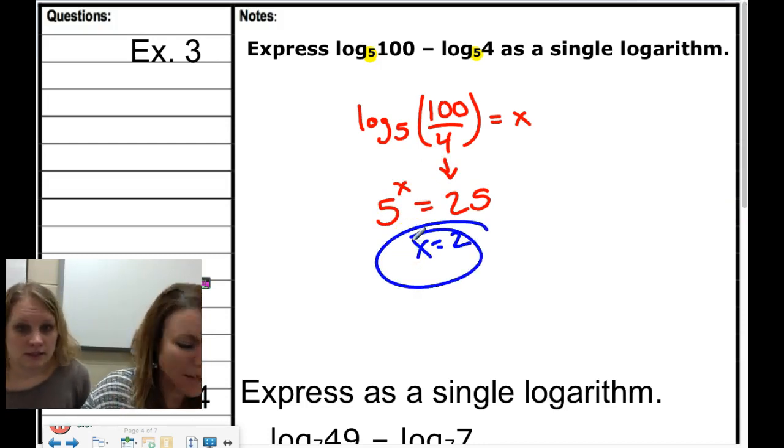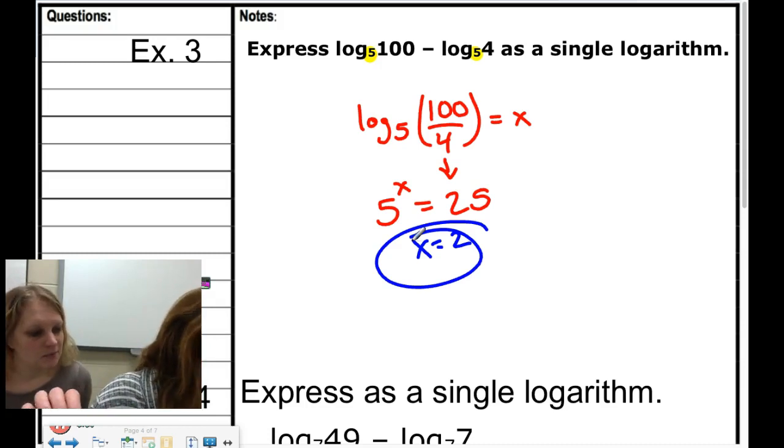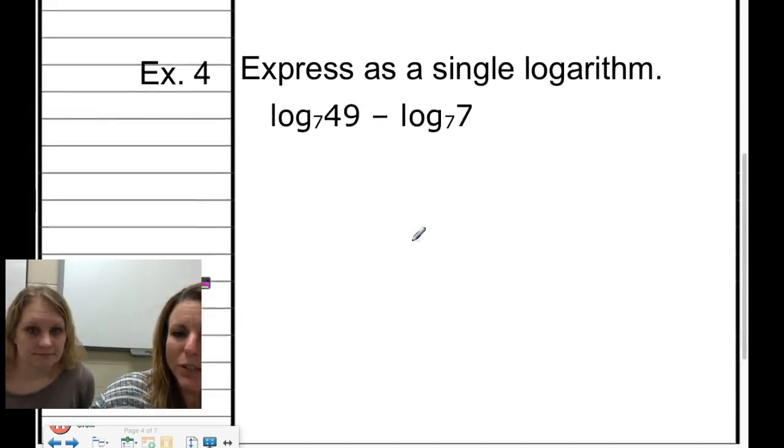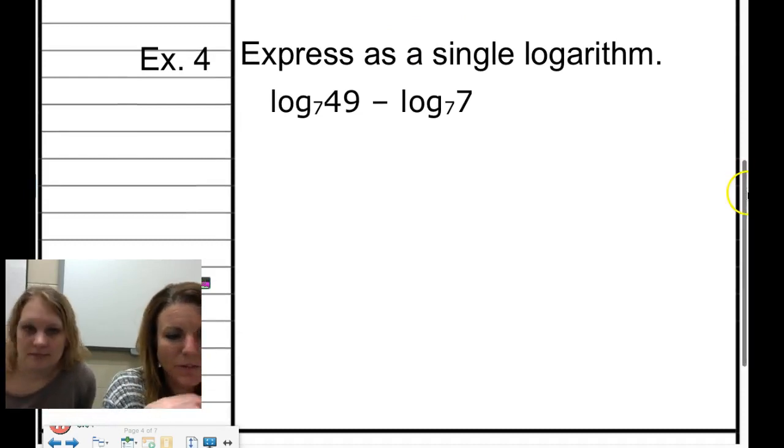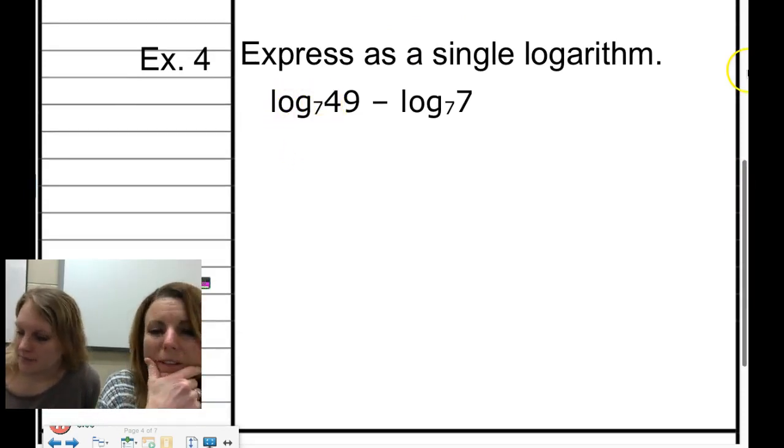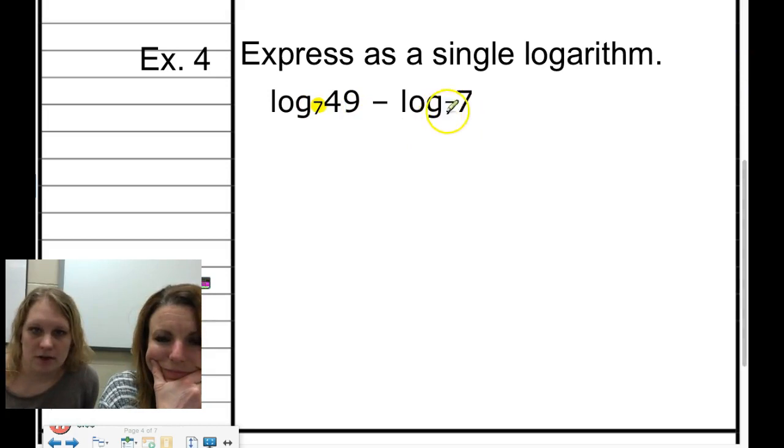Pretty easy. All right, we got one more here, and we could do this one quick. This video is pretty short now. So we got the same base of 7, so we're good. We are subtracting, so that means we're going to divide.